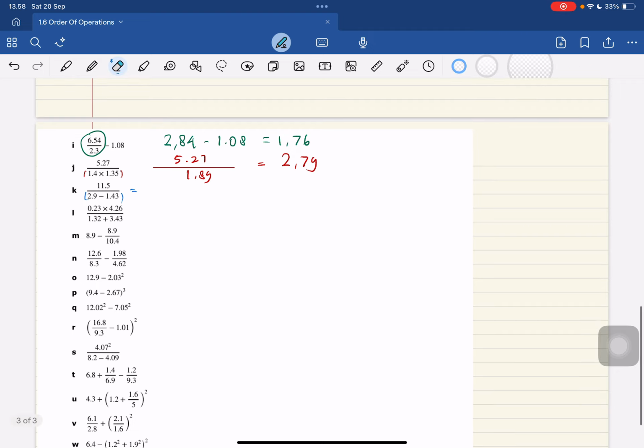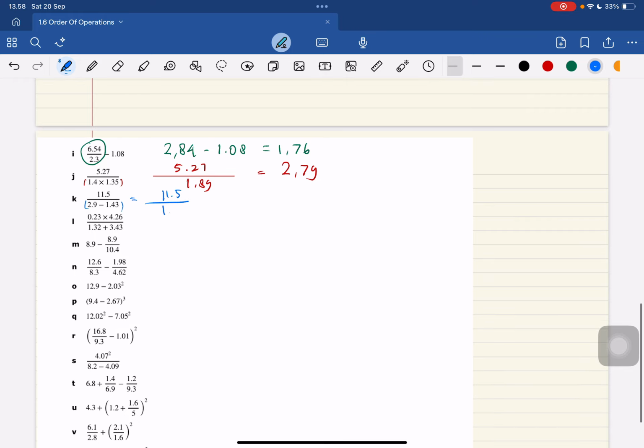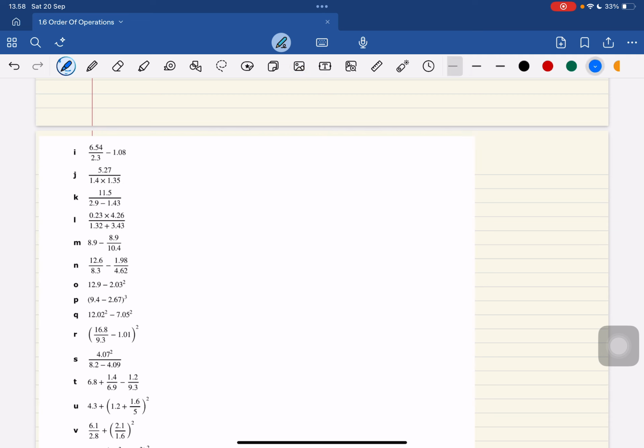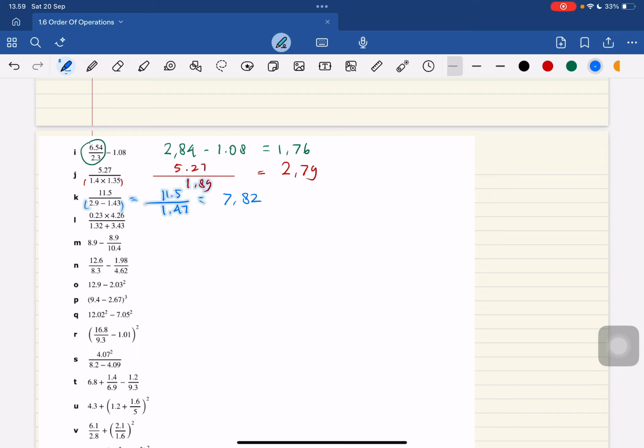Next question. Remember, this is an invisible bracket, so we need to finish it. So let's write it here. 11.5 we divide by 2.9 minus 1.43. We got the answer 1.47. So let's continue. 11.5 divided by 1.47. So we got the answer 7.82.